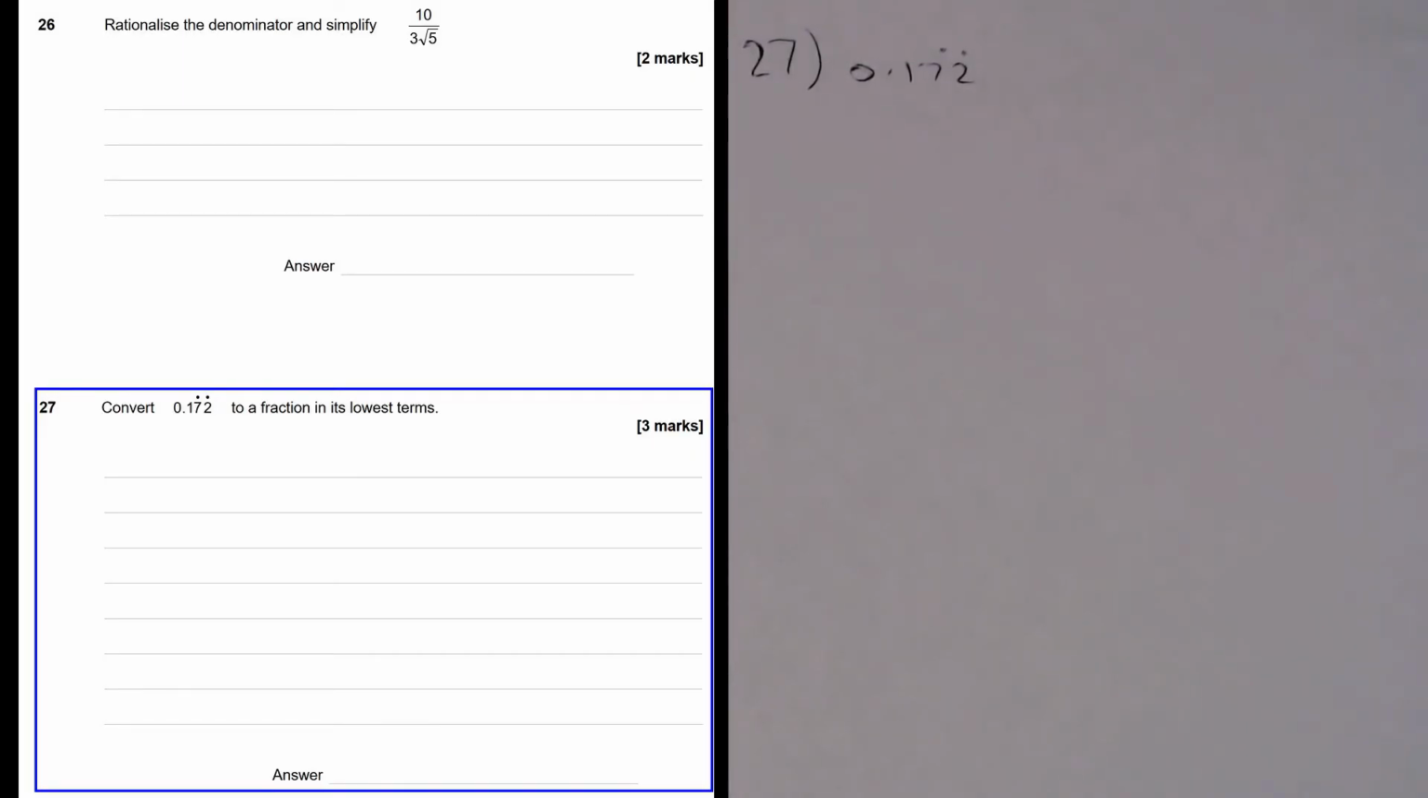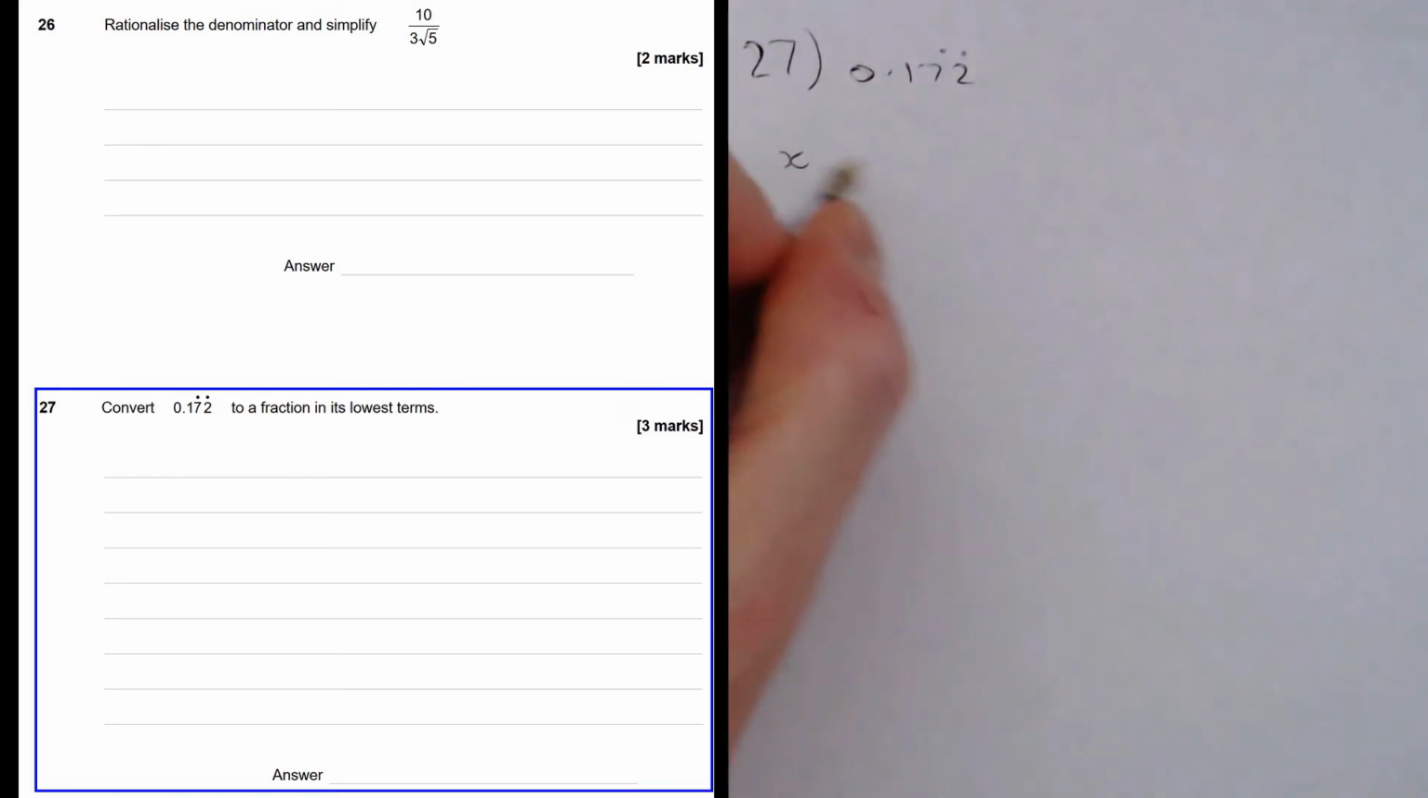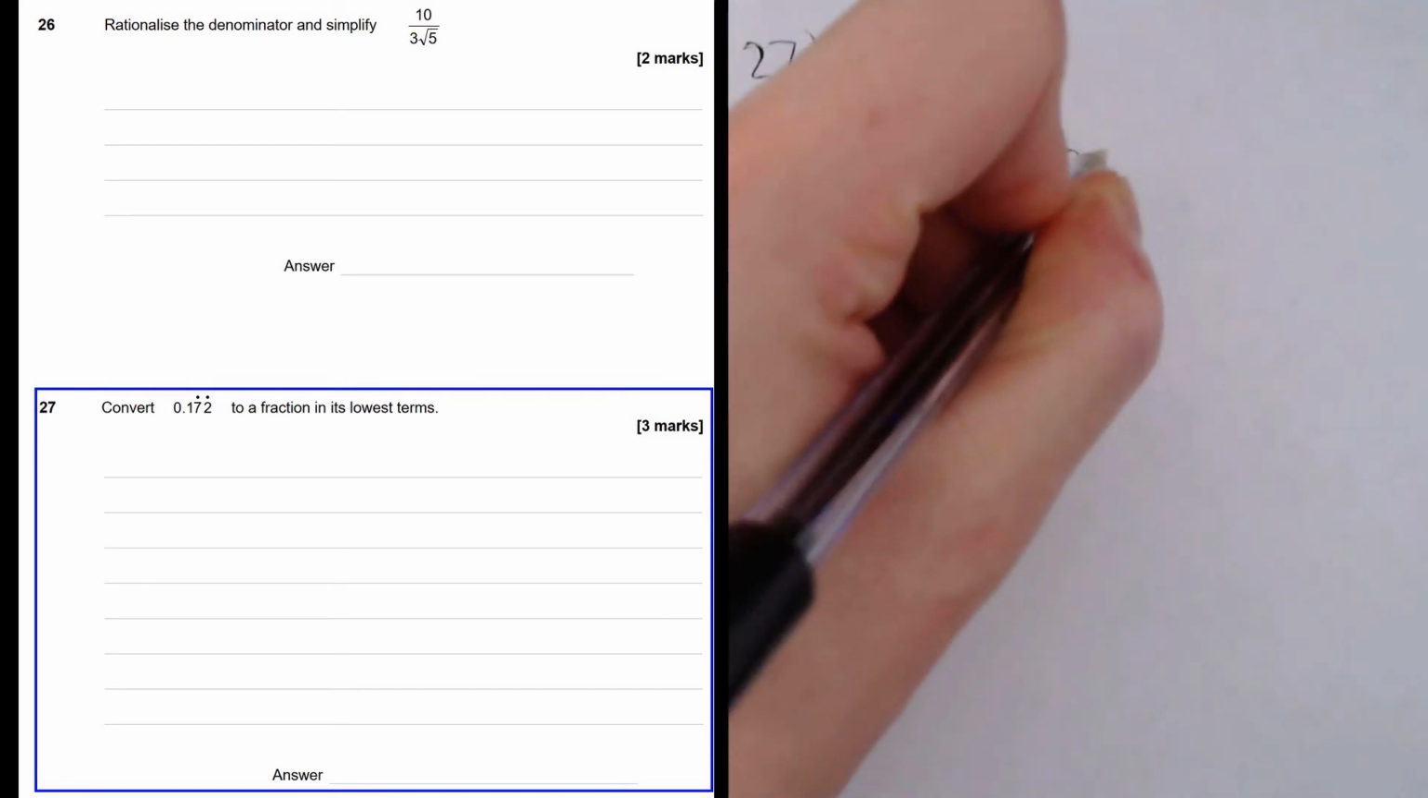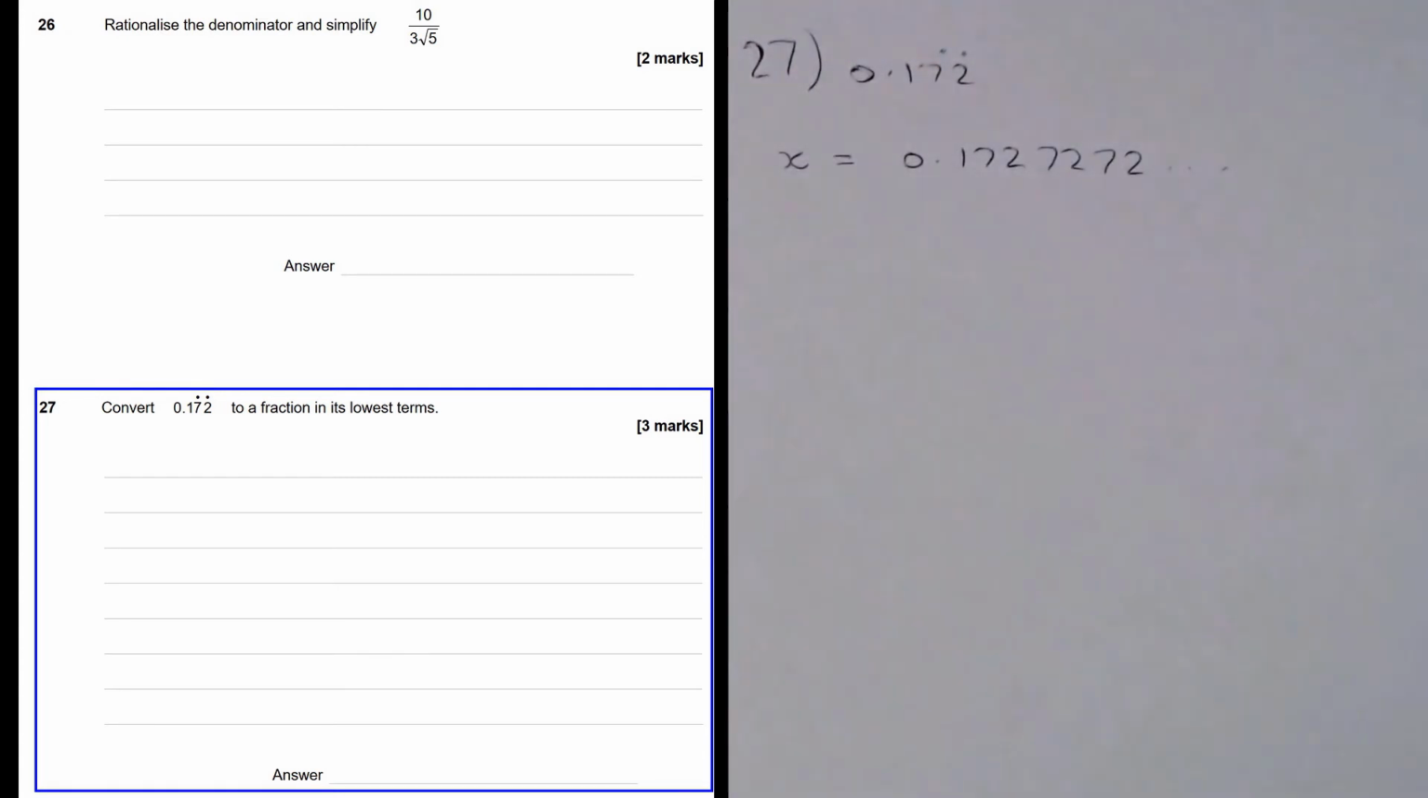In question 27, we are asked to convert the decimal 0.172 recurring to a fraction in its lowest terms. Now when the dots are above the 7 and the 2, that means that the 7 and 2 parts recur, so it's 0.172727272, and that recurs. So how do I solve this type of question? Well, the first thing I would do is set x equal to that number. So I'm going to let x equal 0.1727272, and that obviously goes on forever.